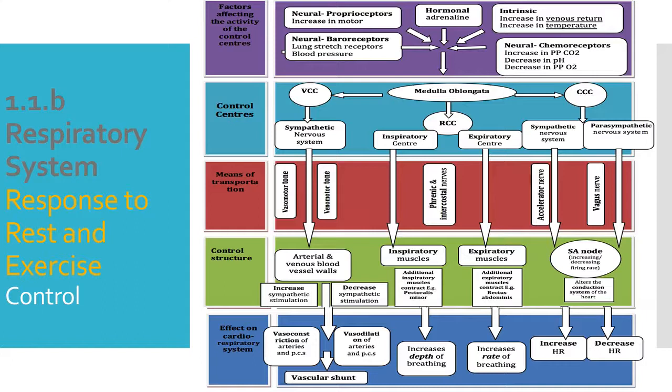Okay, so intrinsic control, an increase in venous return, we know increases stroke volume, Starling's law, and a decrease in venous return decreases stroke volume, where an increase in temperature is going to increase heart rate, a decrease in temperature, decrease in heart rate.